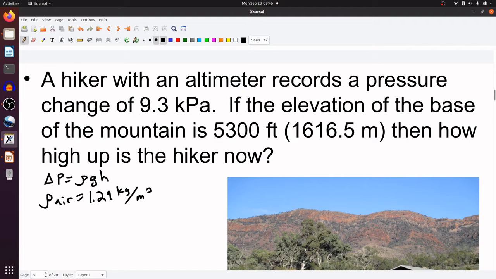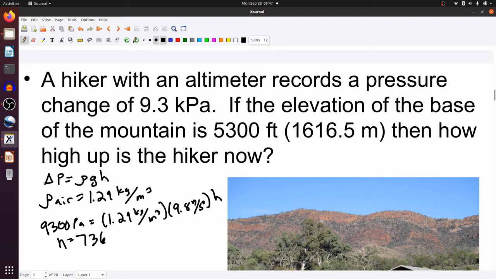Okay, so once again, we have the same thing, 9,300 pascals equals our density, which is a different density of 1.29 kilograms per cubic meter, G, 9.8, H. So 9,300 divided by 1.29, divide that by 9.8, gives me a height change of, that's bad, a height change of 700, and let's round it to 36 meters.